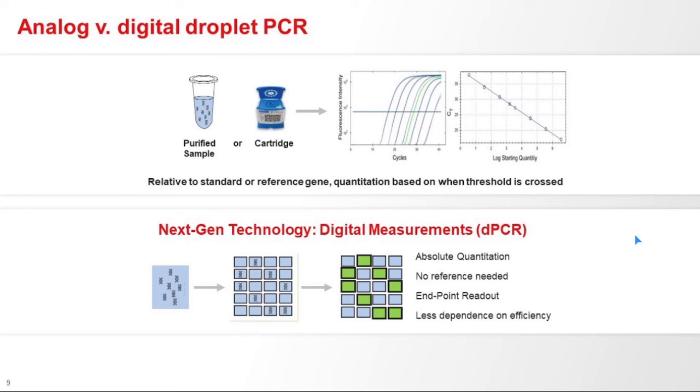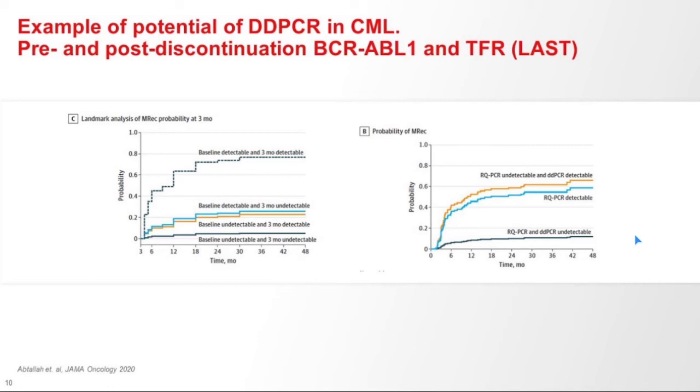And this is just an example of the potential power of digital PCR. This is in a different disease, CML. This was a study looking at patients who were on imatinib or nilotinib or dasatinib for a great deal of time, and then you discontinued the drug and saw whether or not they would relapse. And typically in trials, about 50% of patients relapse.